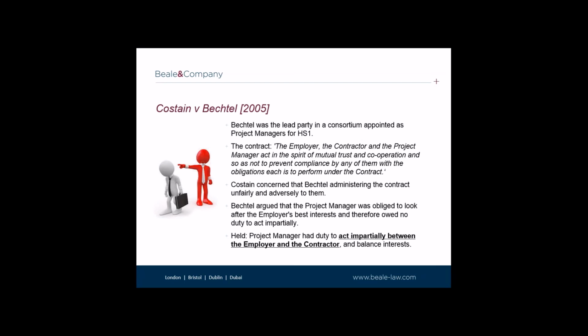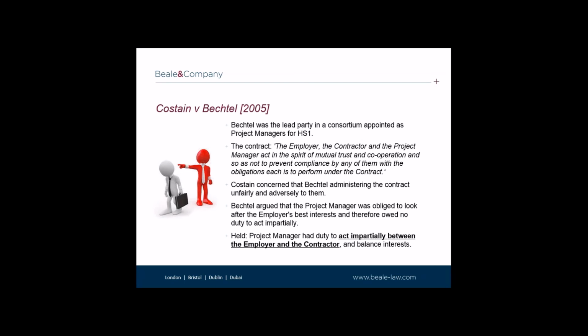Just to briefly explain the background here, Costain were part of a consortium of contractors carrying out work in relation to the Channel Tunnel rail link, including the extension and refurbishment of St Pancras Station. The contract was based on an amended form of the NEC ECC, which included an amended clause 10.1, as quoted in the slide, that the employer, the contractor, and the project manager act in the spirit of mutual trust and cooperation, and so as not to prevent compliance by any of them with the obligations each is to perform under the contract.